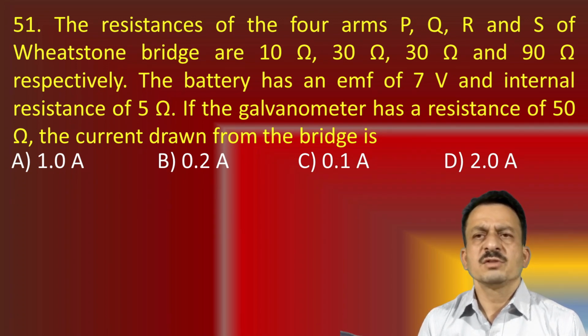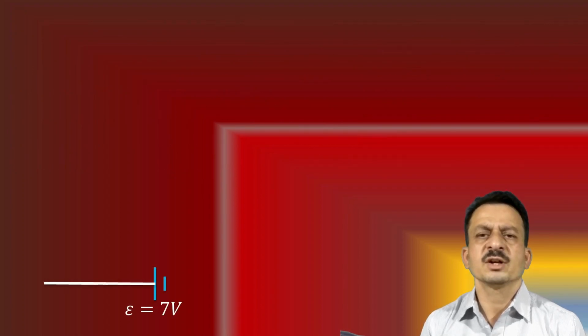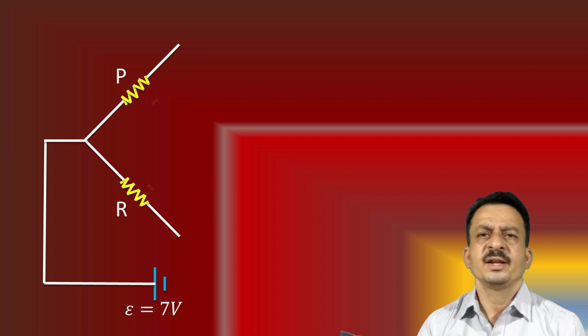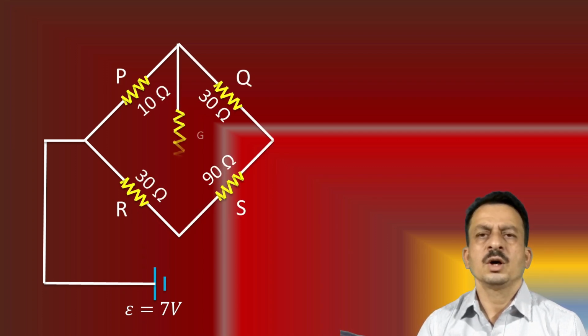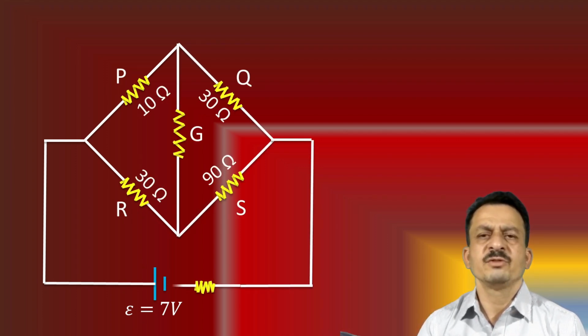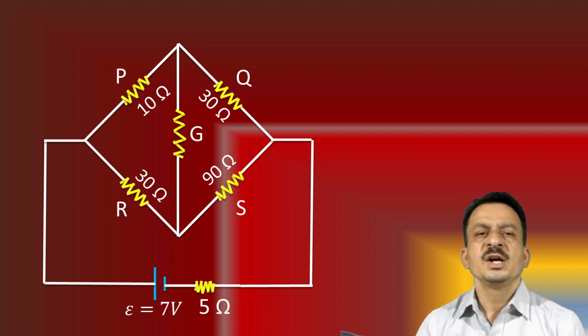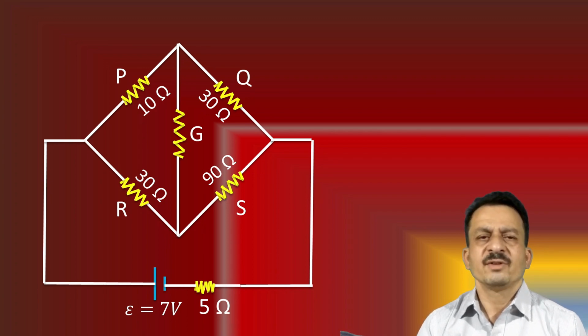Now the Wheatstone network is as shown in the diagram. Now look at the diagram. We have a Wheatstone network, we have battery, and then P, Q, R, S arms. Now this is the simple Wheatstone network I have given. A cell of EMF 7 volts and an internal resistance of 5 ohms is connected across the Wheatstone network. Let me check whether the given network is balanced or not.